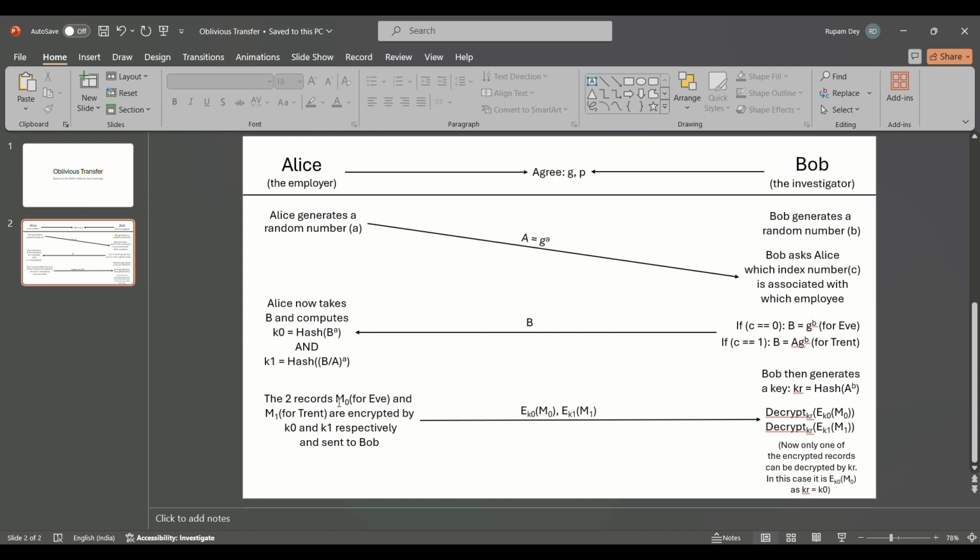So two records, M0, which is for Eve, and M1, which is for Trent, are encrypted by K0 and K1 respectively and sent over to Bob. Now notice that only one of these two encrypted records can be decrypted by the key Bob has, that is Kr. Here in this case it will be this one, as Kr is equal to K0. So Bob ends up decrypting only Eve's record and not Trent's. So Alice does not know which record Bob decrypted. And so this is how Oblivious transfer works. Thank you.